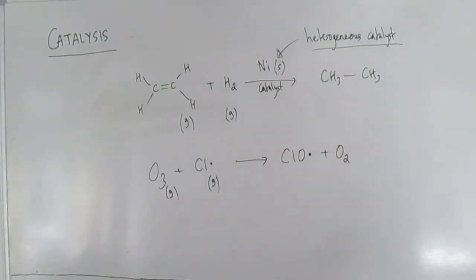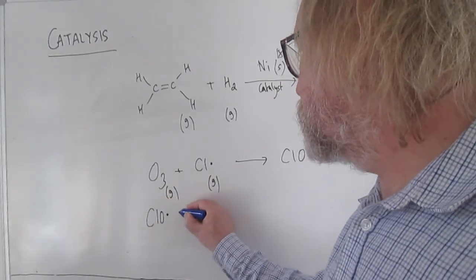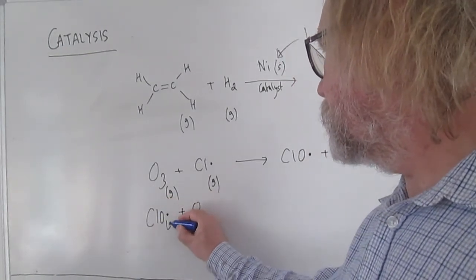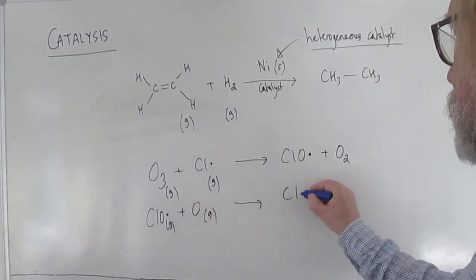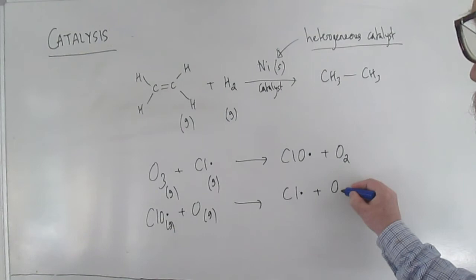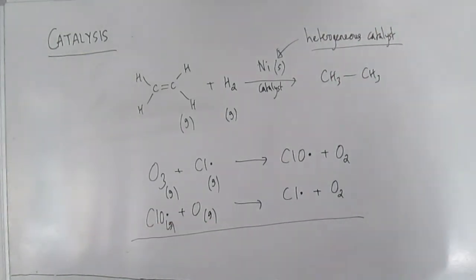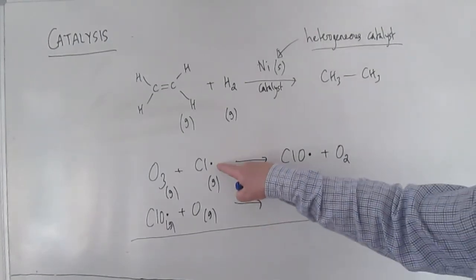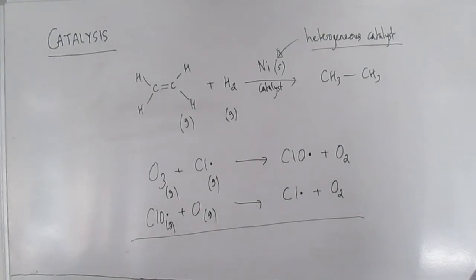And then, just to remind you, the other bit of that cycle is that ClO• plus an oxygen atom, all of this in the gas phase, gives you regenerated Cl• plus another O2. So overall, you can see that the chlorine atoms cancel out because they're used up in the first step but regenerated in the second step. And that's a classic example of how catalysis works.